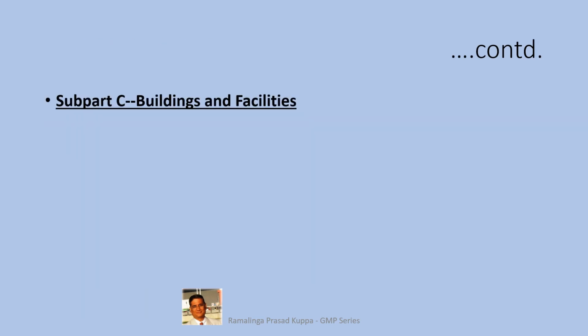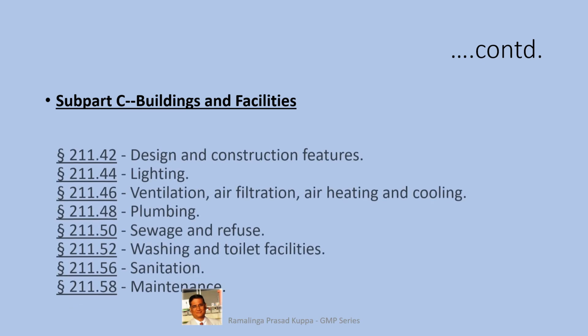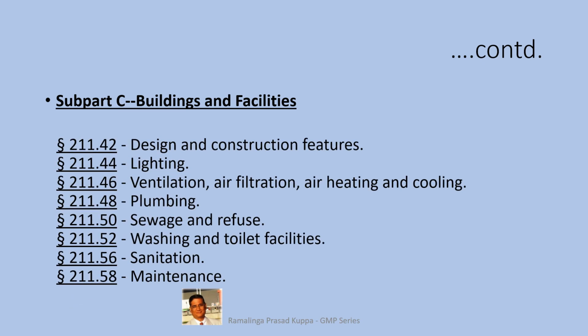Subpart C is Buildings and Facilities. 211.42 is Design and Construction Features. 44 is lighting, 46 is ventilation, air filtration, air heating and cooling, 48 is plumbing, 50 is sewage and refuse, 52 is washing and toilet facilities, 56 is sanitation, 58 is maintenance.